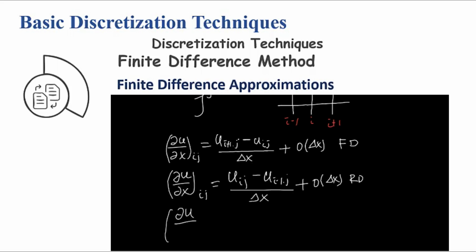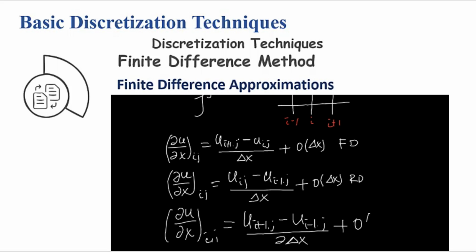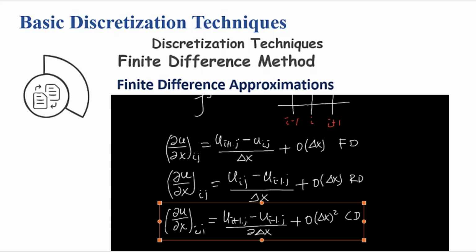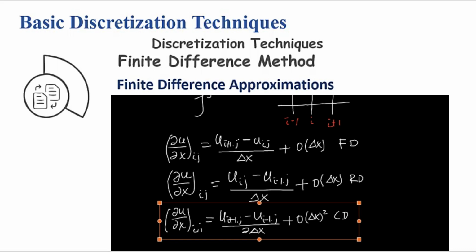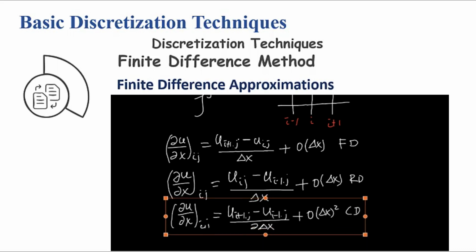Third, central difference. Using a Taylor series, this method averages forward and backward difference. The partial derivative of velocity with respect to x at the point i,j is approximately equal to the velocity at i plus 1,j minus the velocity at i minus 1,j, divided by 2 times change of x, plus the second order approximation or accuracy, meaning that the error decreases quadratically, providing greater accuracy.